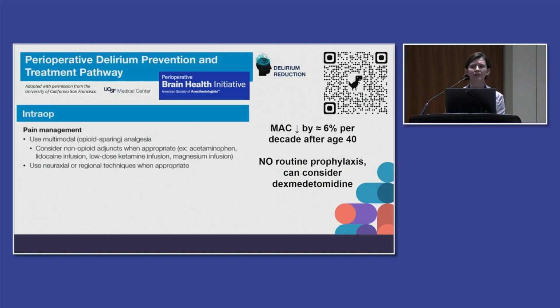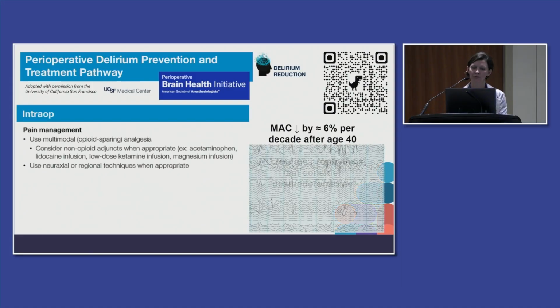Also, you should be trying to spare them opiates or other medications that can affect their delirium incidence. And even though neuraxial is not necessarily a better anesthetic, if it's contributing to a better pain plan, it should be considered, along with regional.